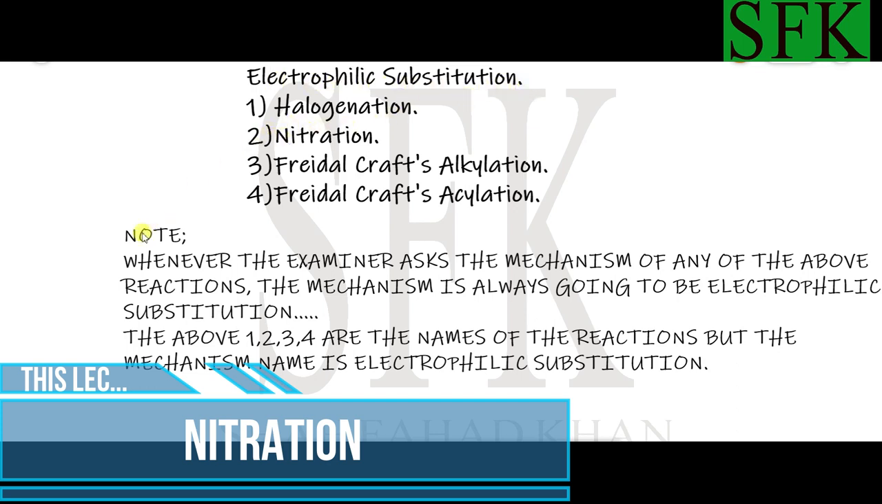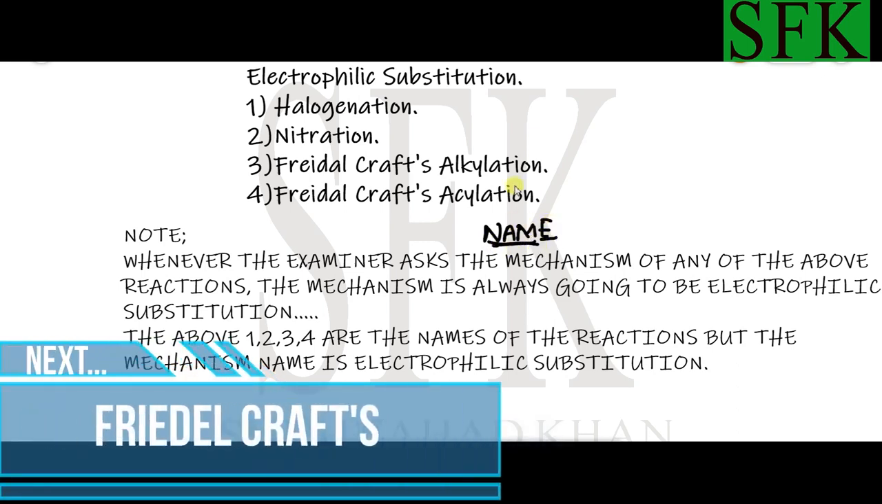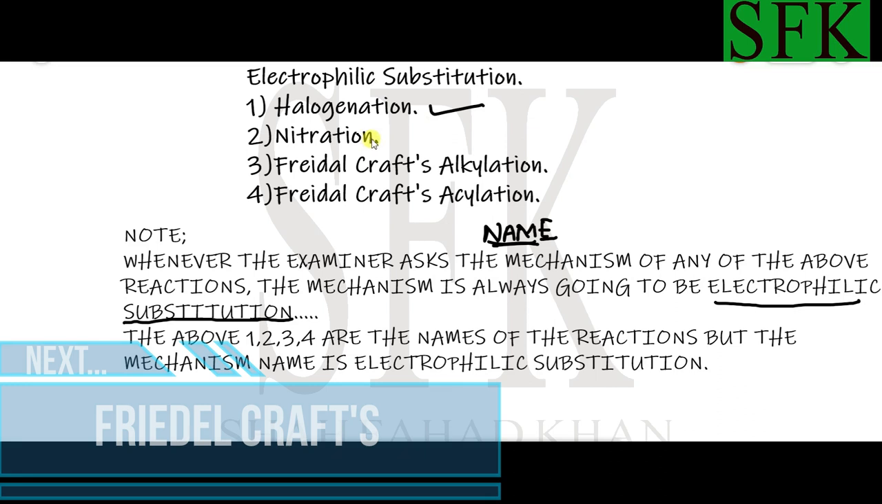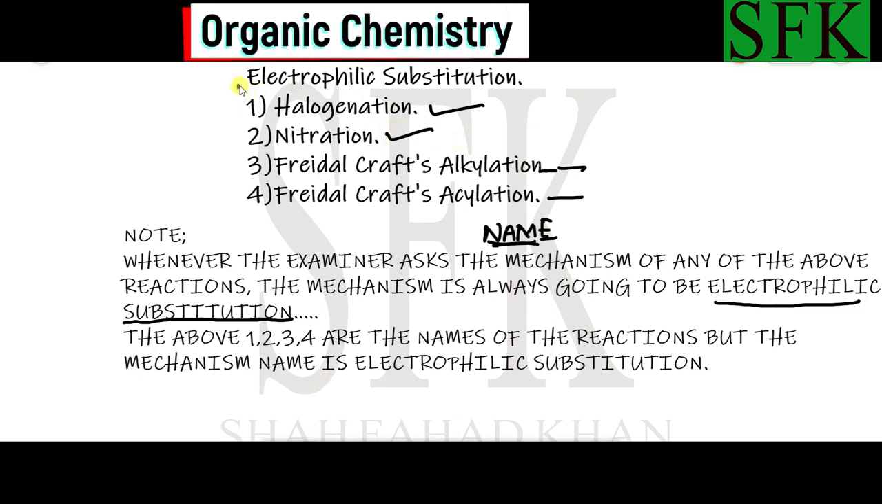Okay guys, one important note over here. Whenever the examiner asks the name of the mechanism of any of these reactions, either halogenation, nitration, Friedel-Crafts alkylation, or Friedel-Crafts acylation, in the past papers, the name of the mechanism is always going to be electrophilic substitution. You are not going to write halogenation or nitration as the name of the mechanism, but rather you're always going to write electrophilic substitution.